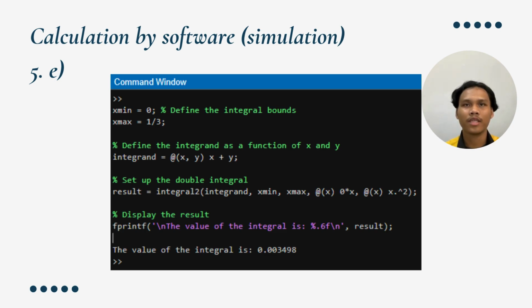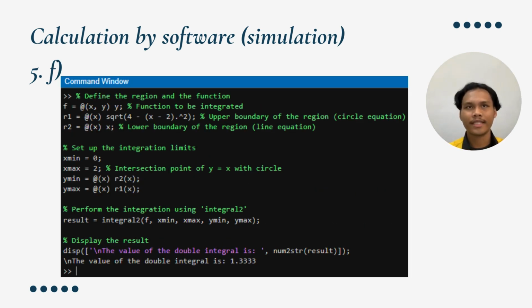The alias symbol is used to create an anonymous function in MATLAB, which allows us to specify the function directly in the code. So third, we set up and evaluate the double integral. So I use result equals to integral 2, then integrand, comma x min, comma x max, comma the other two terms, which represent y equals to 0 and y equals to x square respectively. And lastly, I write the code to display the result.